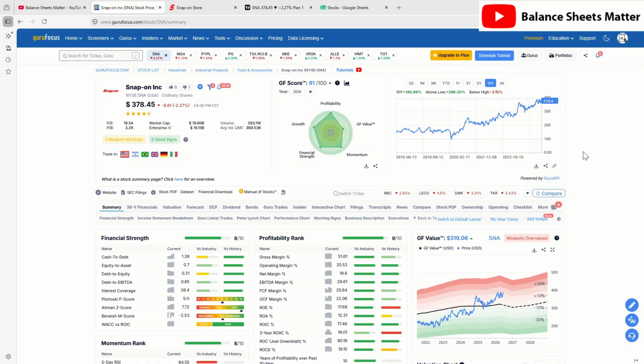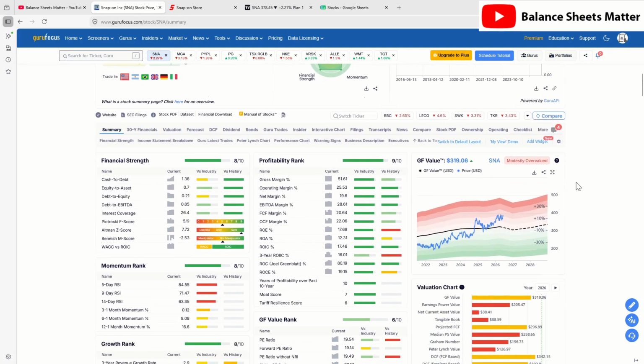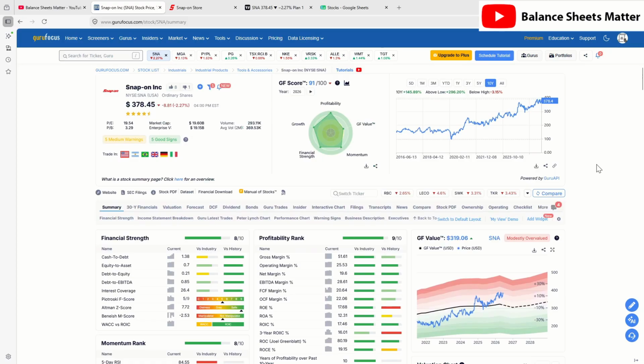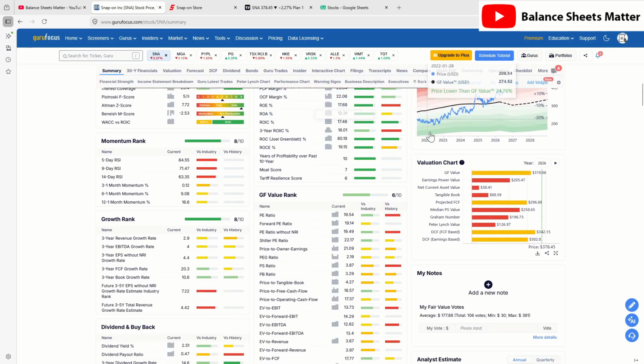So looking into the stock analysis, we're going to look at some of the top level financial metrics. And you can see right now, basically Snap-on Incorporated, they have a market cap of $19.6 billion, which will be a little bit potentially relevant later. The PE right now is sitting at 19.54, with only a slightly lower forward PE of 19.14.